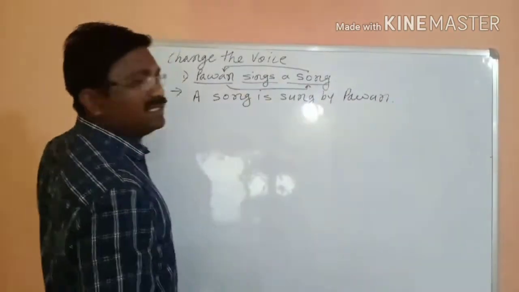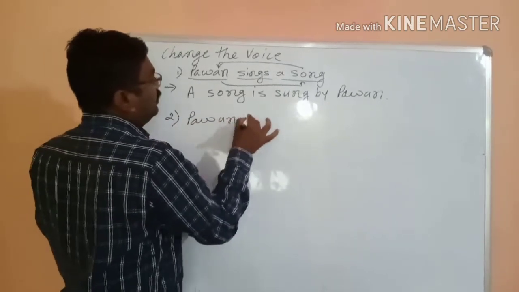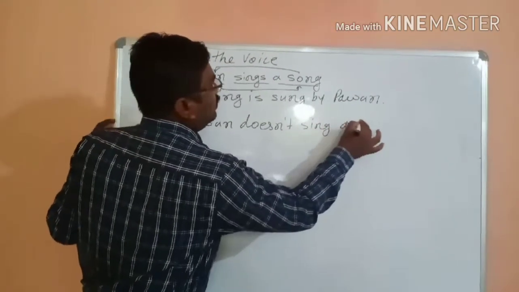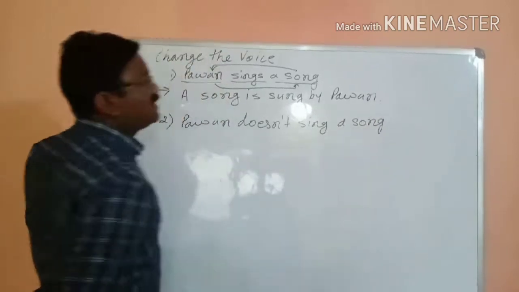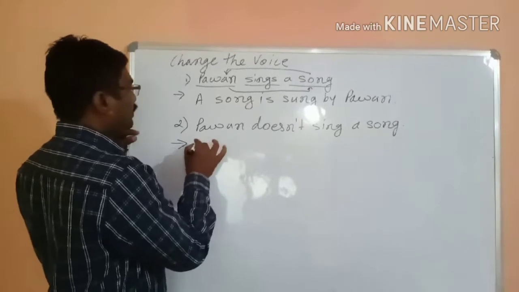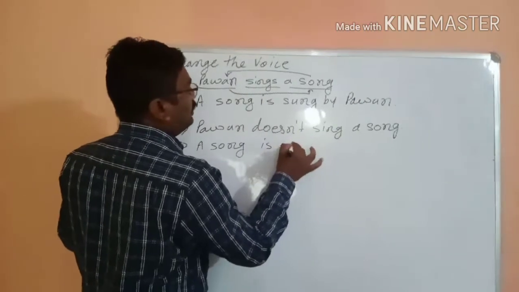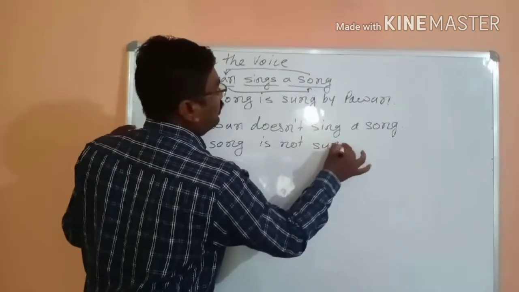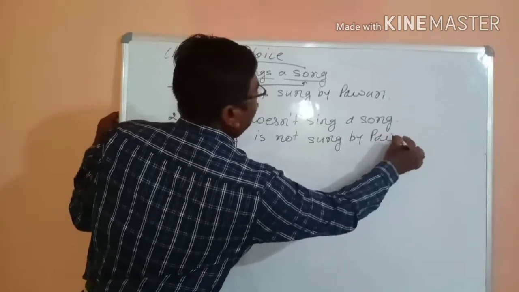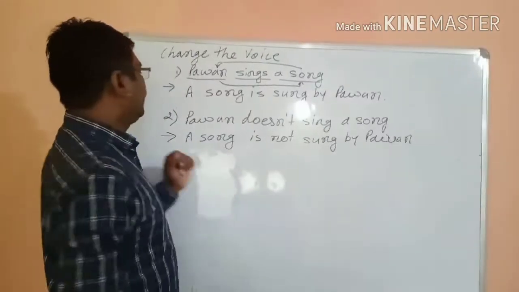Suppose this sentence is negative. Pawan doesn't sing a song. If we want to make passive: a song is not sung by Pawan. A song is not sung by Pawan. This will be the passive.